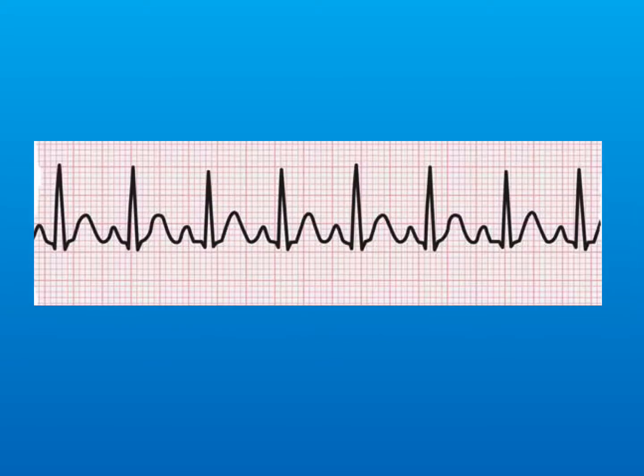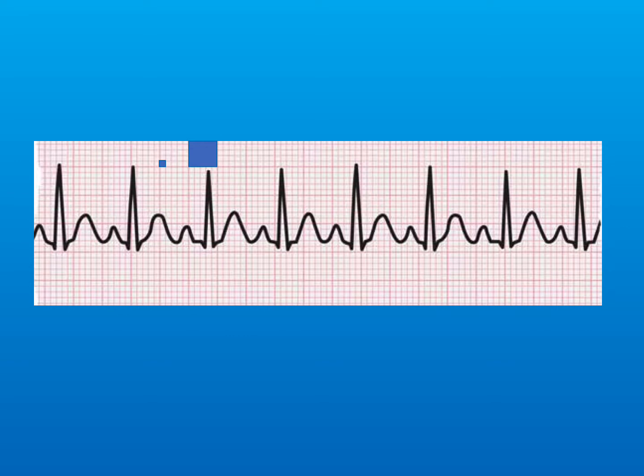Now what we're going to do is work out the rate. The way we calculate the rate is we count the number of squares. If you look, there are small squares and there are big squares. The small squares are 40 milliseconds and the big squares are 200 milliseconds.